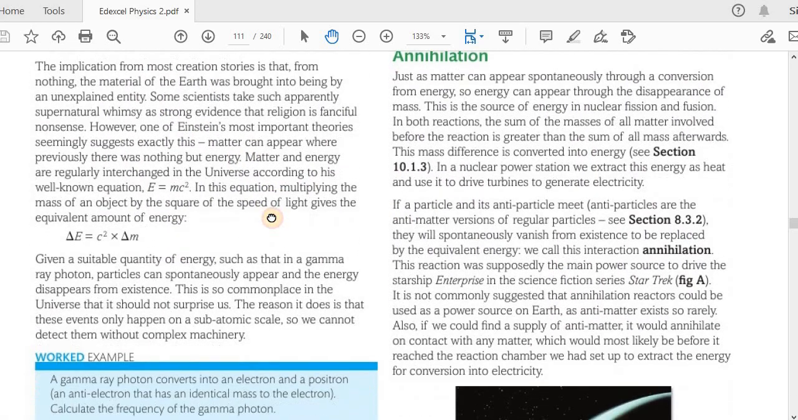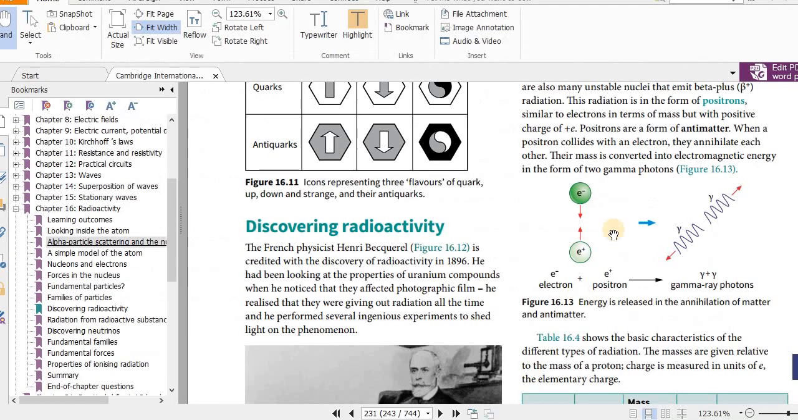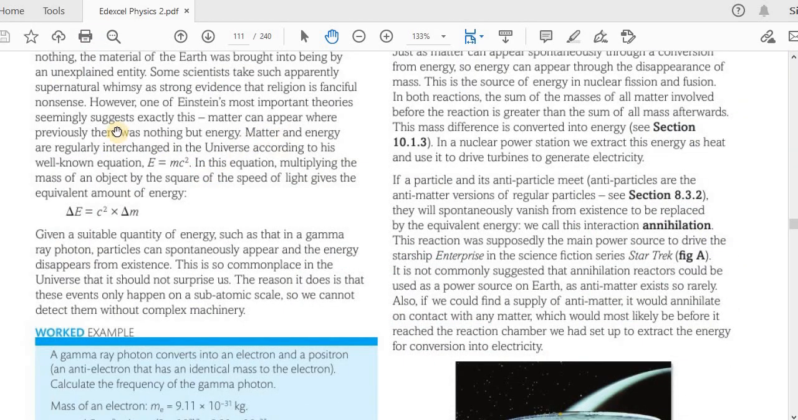So we will see. However, one of Einstein's most important theories seemingly suggests exactly this. Matter can appear where previously there was nothing but energy. Matter and energy are regularly interchanged in the universe according to his well-known equation. So again you can see matter and energy. See here, this is energy, here you have matter. Matter and energy are regularly interchanged in the universe according to his well-known equation E equals mc squared.